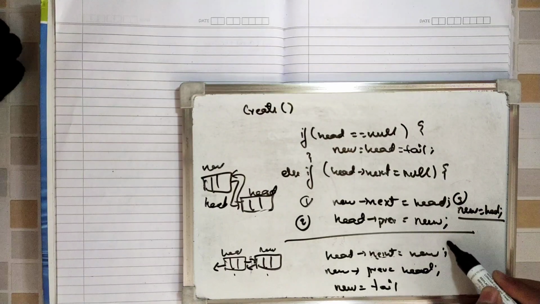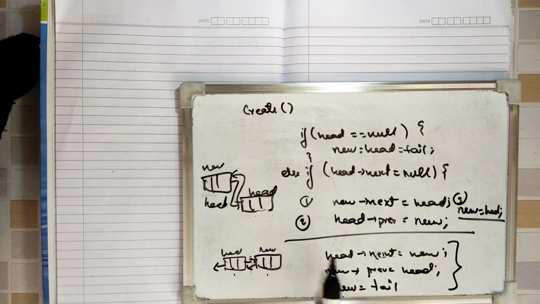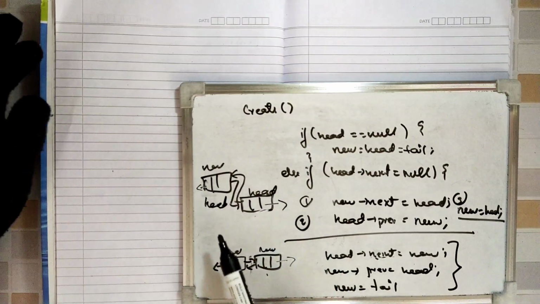See, these 3 things are the most important. Now see here, head of prev is not mentioned, here new of next is not mentioned. Here head of prev is null and new of next is also null. Here head of next is null and new of prev is null.